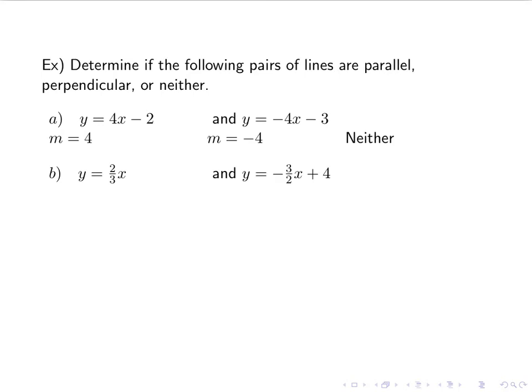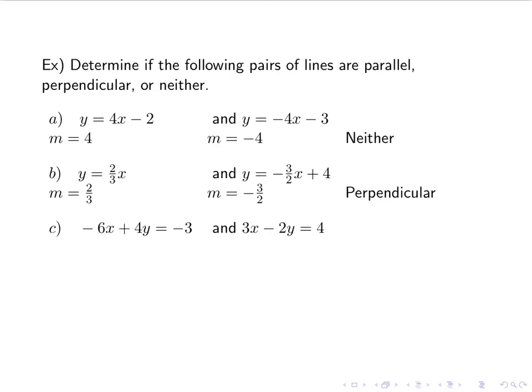How about y equals 2/3 x and y equals negative 3/2 x plus 4? Again, they're both in slope-intercept form, so I can pull out their slopes right away. It's just the coefficient of x. So m is 2/3 in the first one, and m is negative 3/2 in the second one. So again, we ask ourselves, are 2/3 and negative 3/2 equal? No. Are they negative reciprocals of each other? Yes. If I flip 2/3, I get 3/2. One of them is negative, one of them is positive. So they are perpendicular.